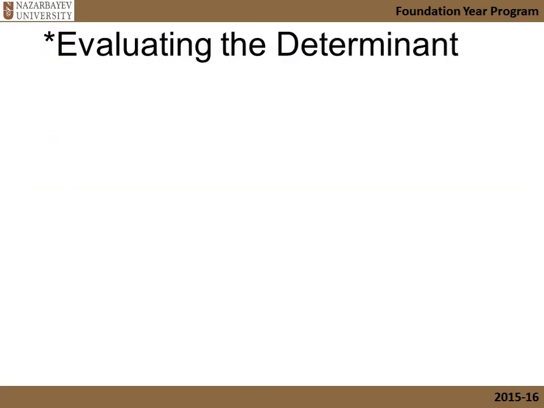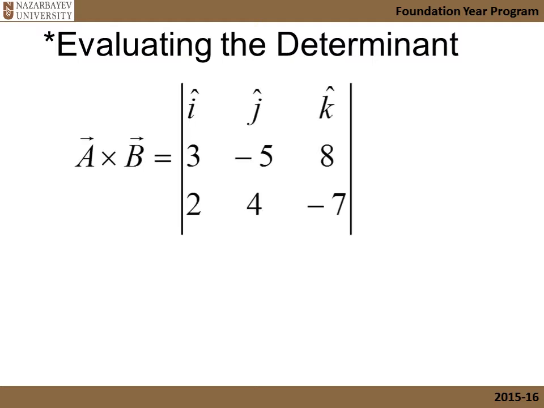Now let's talk about how to calculate the determinant. If we want to calculate determinants, we can use several methods, and one of them is presented here. To calculate our cross product, we can repeat our first two columns, which are i, 3, 2, and j, minus 5, 4, to the right of our determinant, and then we will use diagonals.